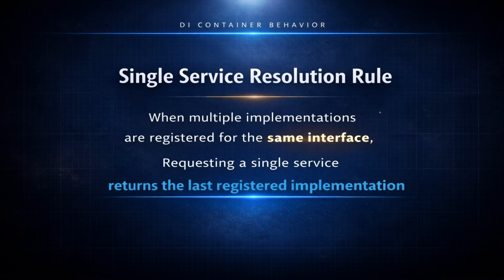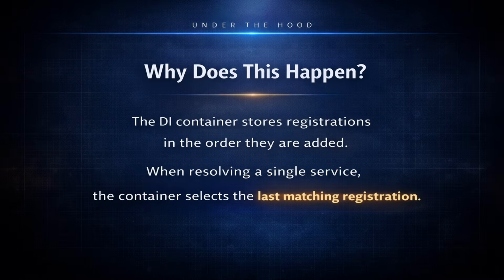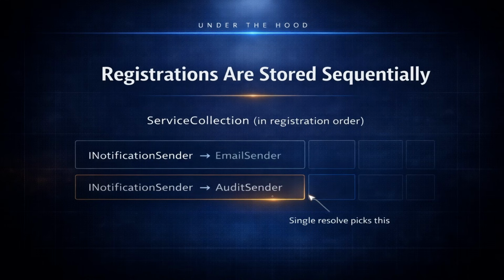So single service resolution rule. Let's look at the rule. When multiple implementations are registered for the same interface, requesting a single service returns the last registered implementation. Always keep this in mind because I've seen this question keep repeating. So why does this happen? Because DI containers store registrations in the order they are added. So let's say you have registered 10, then from 1 to 10 it keeps them stored somewhere. And whenever you ask, it starts giving you from the end, that's why the last one will be sent to you first and so on.